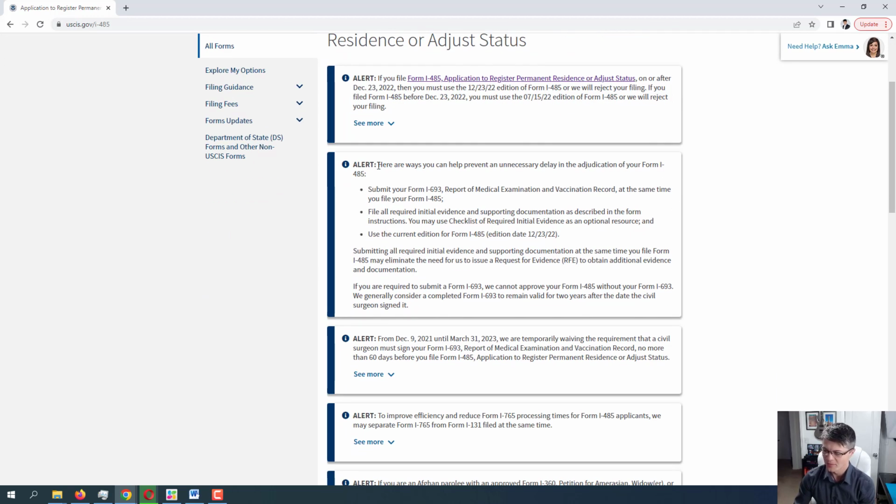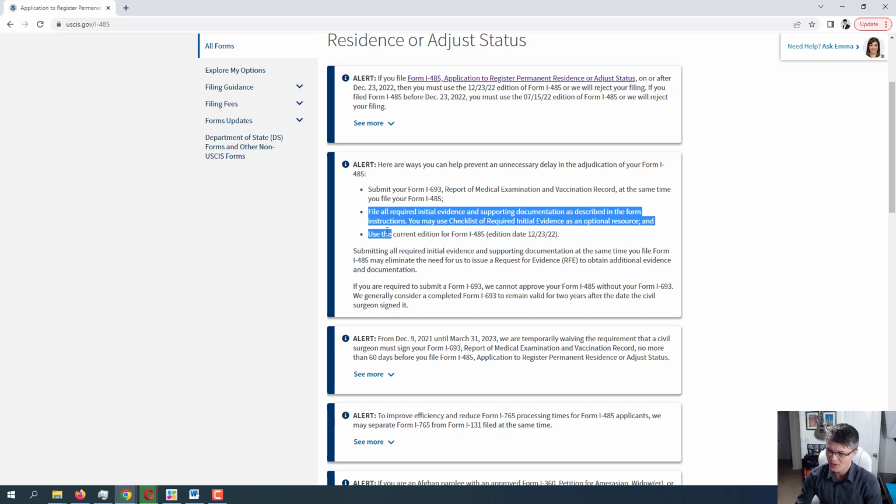Moving on, there's another alert. Here are ways you can help prevent an unnecessary delay in the adjudication of your form I-485. Submit your form I-693, which is the Report of Medical Examination and Vaccination Record. We will briefly talk about this later, after we're done with this application. Submit it at the same time you file form I-485. Okay, so that's good to know: we're filing everything in one complete package. File all required initial evidence and supporting documentation, again, all together. Use the current edition. Okay, so those are the 3 things they're warning us about.